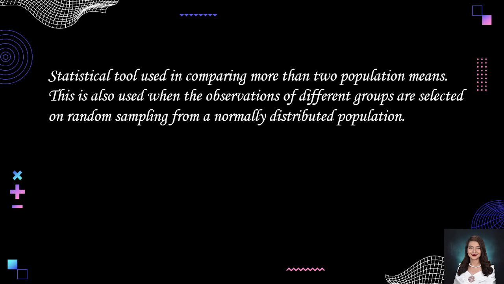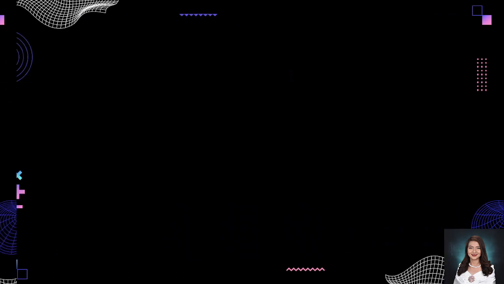Next one, a statistical tool used in comparing more than two population means. This is also used when the observations of different groups are selected by random sampling from a normally distributed population. The correct answer here is the analysis of variance or ANOVA.